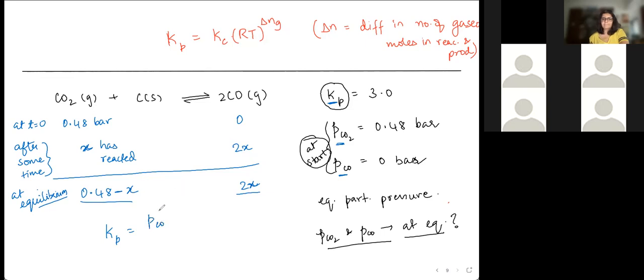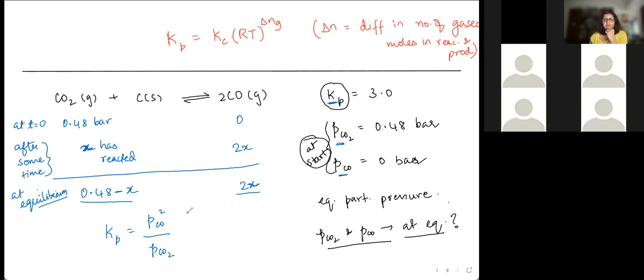I didn't get how X is related to 0.48. Is X the pressure that has reduced? Yes. Some amount of CO2 has reacted, no? So the pressure that reduced because of the reaction is X. Also, ma'am, if it wasn't zero and was, for example, one, would it be 2x plus one? Yeah. If the reaction vessel already has some amount of CO, then the total pressure due to this is whatever is existing plus what is produced during the reaction. So it'll be 1 plus 2x.